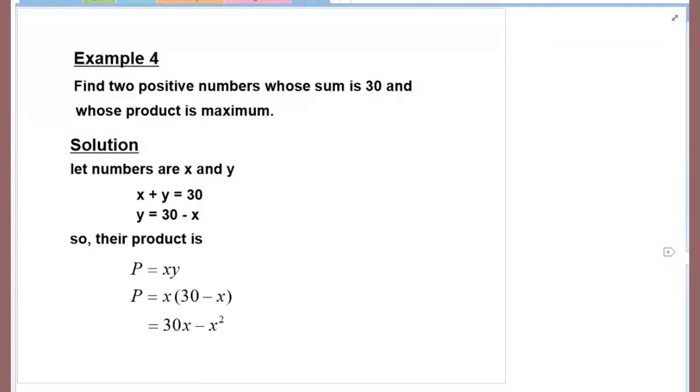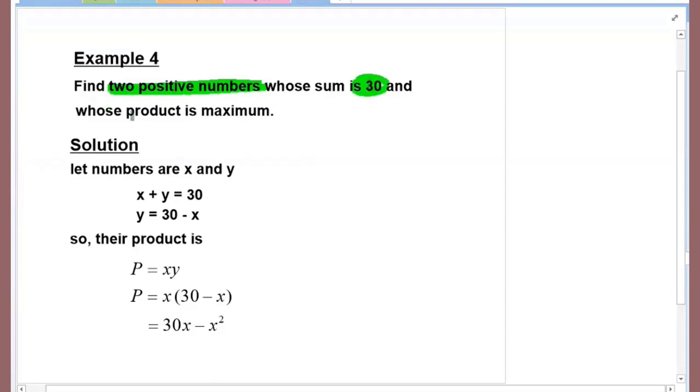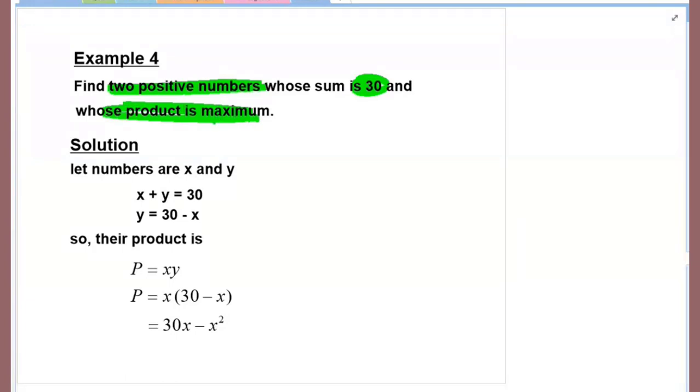Example. Okay, the solution is already there, so our work is easier. Find two positive numbers whose sum is 30. Don't look at the solution; let's tackle the question. Find the two positive numbers whose sum is 30 and whose product is maximum. They don't mention anything else, so we assume the two positive numbers are x and y.